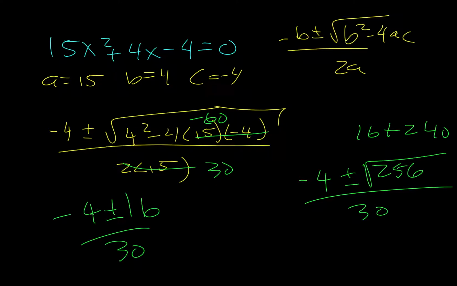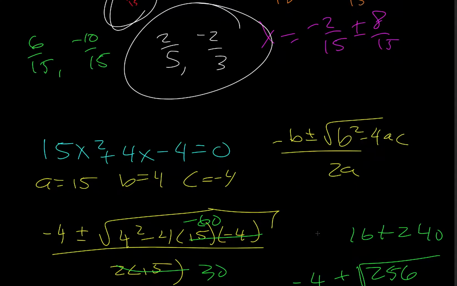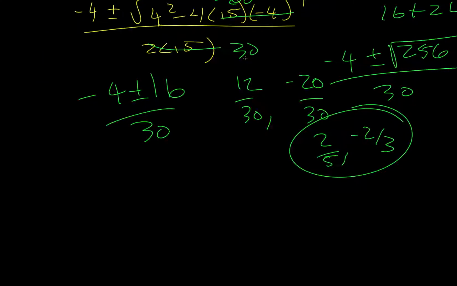And so we have negative 4 plus 16, which would be 12 over 30. Then we have negative 4 minus 16, which would be negative 20 over 30. That's negative 2/3. And let's see, this is divisible by 6. So it's going to be 2/5. Was that the same thing we got up here? Yep, same thing we got up here. So we showed that both methods worked and gave us the same answer.